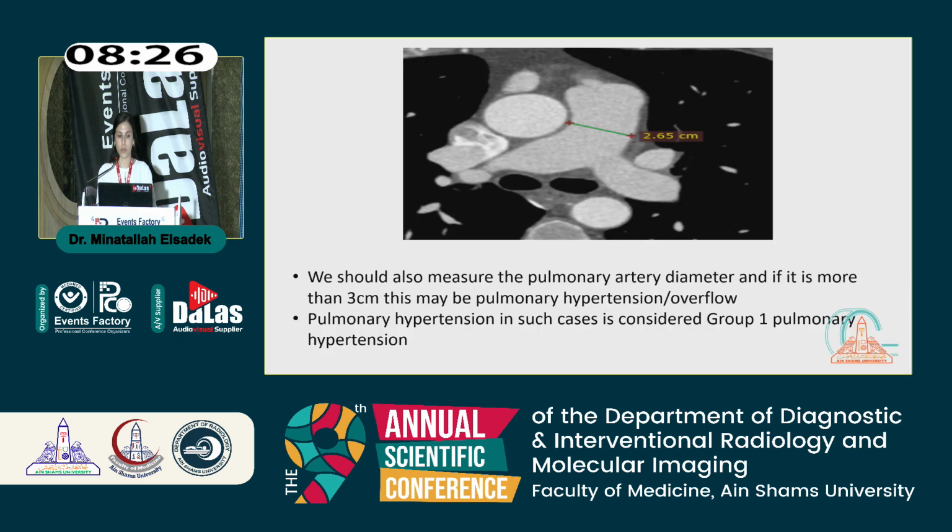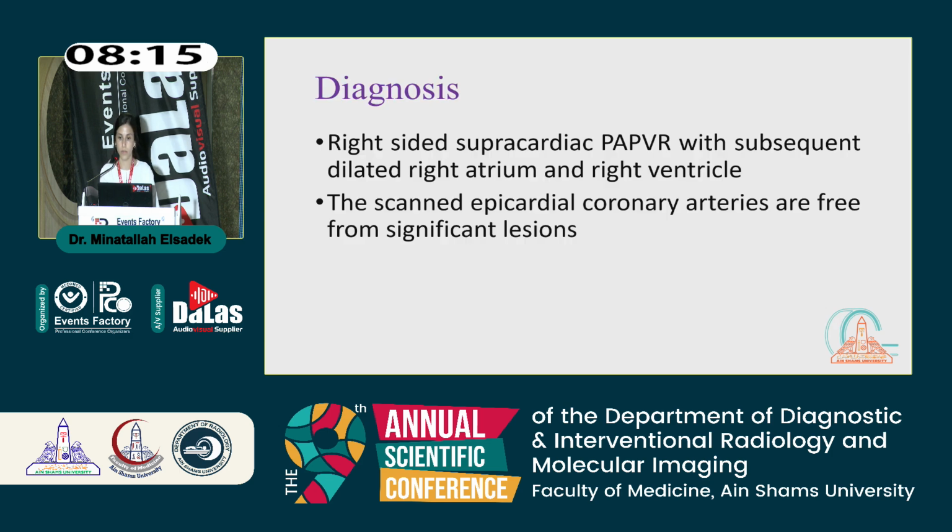In such cases, we should also measure the pulmonary artery diameter, and if it's more than 3 centimeters, this may be pulmonary hypertension or overflow. Pulmonary hypertension in such cases is considered group 1 pulmonary hypertension.